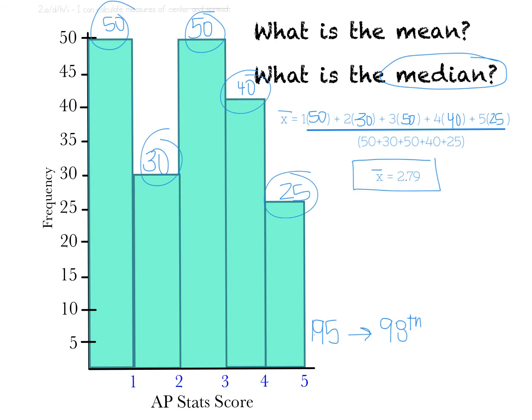So when I look at this distribution, I know that 50 people are in a 1. So there's 1 through 50 numbers, and then 30 people are a 2. So this last person that scored a 2 is going to be the 80th person, because 50 and then 30 is 80. So if I add another 50 onto that, I get 130. So people 81 through 130 are in the 3 region. So what that means is that the 98th person is going to be right here. So the median is going to be a 3, because the 98th person is going to be somewhere in that bar.